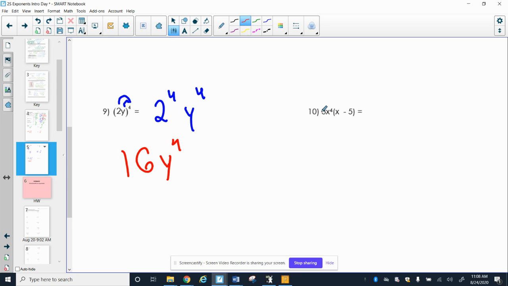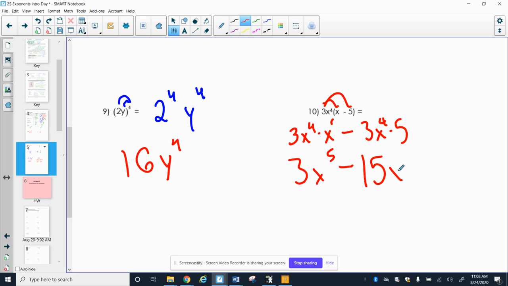Number 10, 3x to the fourth times the parentheses x minus 5. Well, this is really a distributing problem. We multiply the 3x to the fourth to both. So really this is saying 3x to the fourth times x. And then we have 3x to the fourth times negative 5. So that minus sign is going to carry over. So minus 3x to the fourth times 5. We're multiplying them both by that. Well, this x really just has an exponent of a 1 on it. So we would add these together. We have 3x to the fifth minus, well, 3 times 5, 15, x to the fourth.